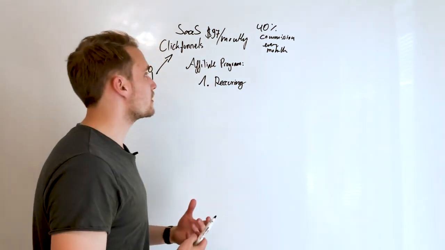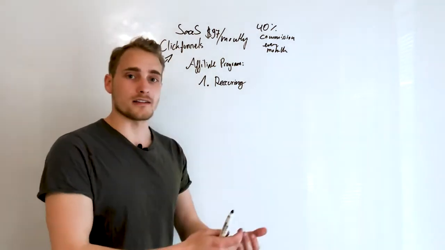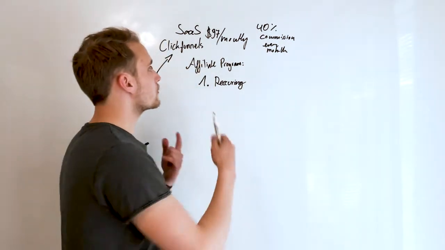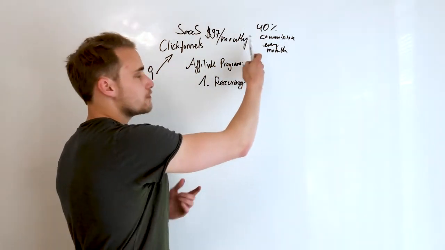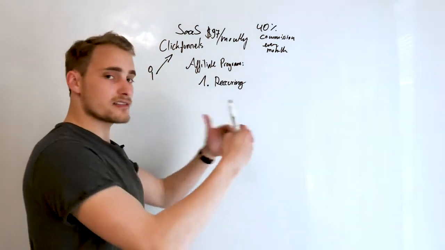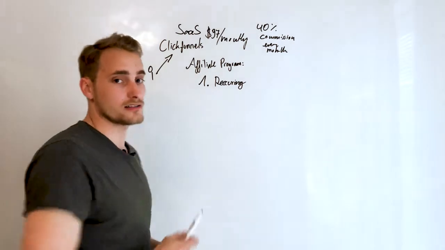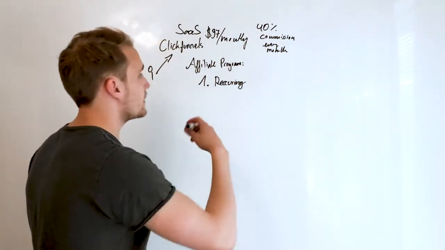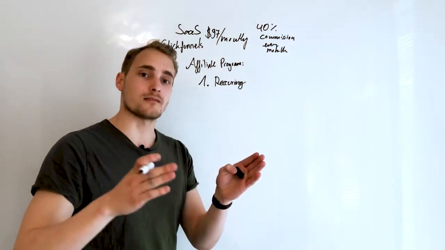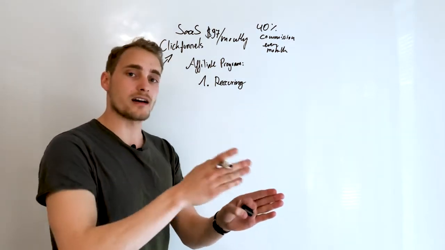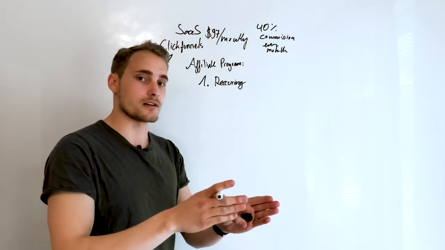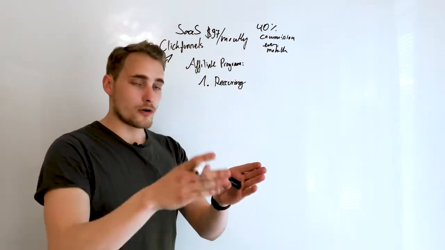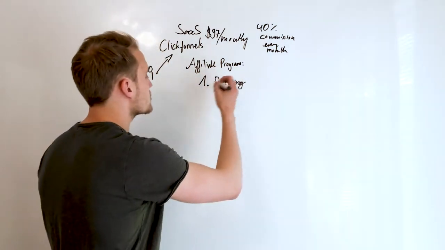Which is huge, because you could do the work once, and if this person stays with ClickFunnels for 2, 3, 4 years, you are going to earn $40-ish every single month off of that one customer, okay? Which is huge, which is amazing. And that's why it's called a passive income system, because once you got a customer in and they stick with ClickFunnels, and they usually do because it's a good product, you earn recurring sales commissions.